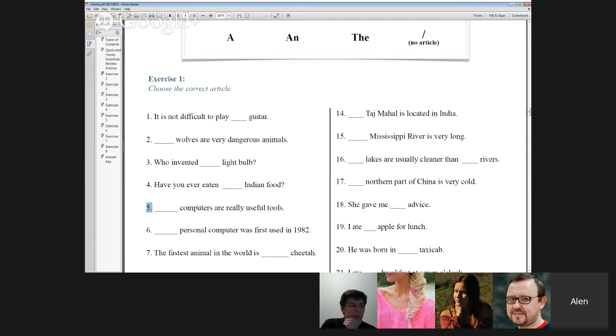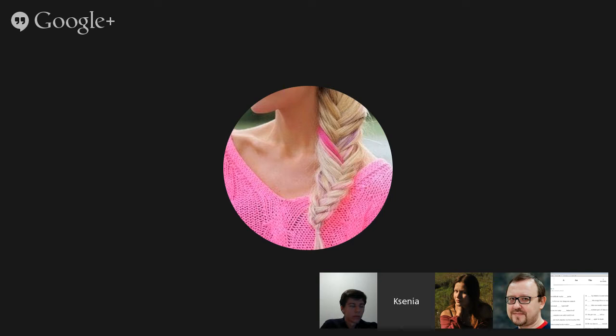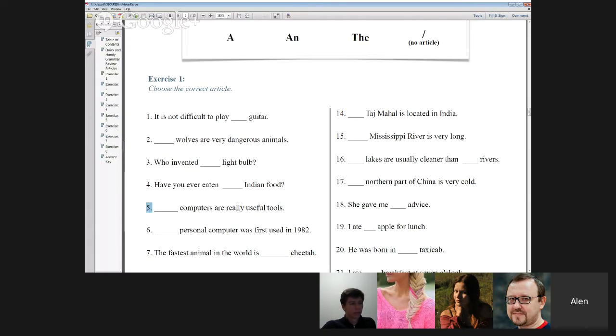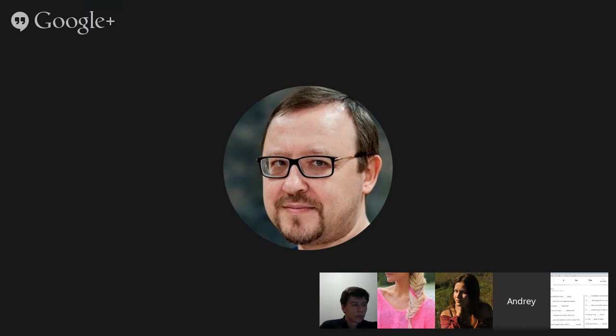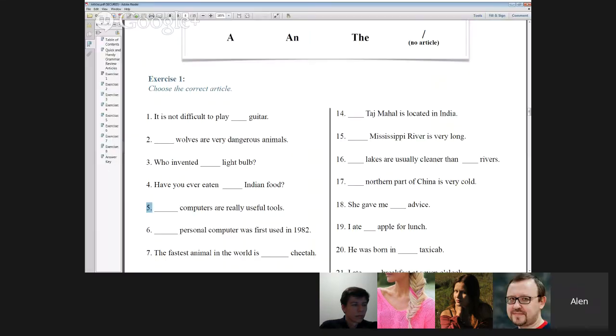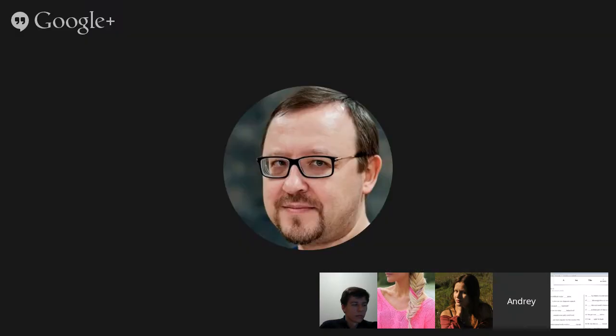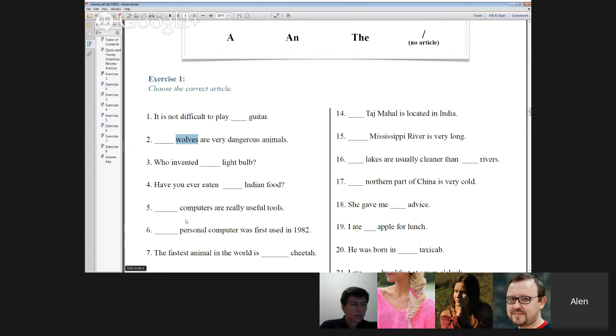Five. Sergey? Computers are really useful tools. The computers. Anyone disagree? It's plural. We mustn't use a with plural. Well, a is only singular. It's plural, but it's a class of machines or devices. It's something like wolves, maybe computers. Yes, it's just like wolves. We're generalizing.